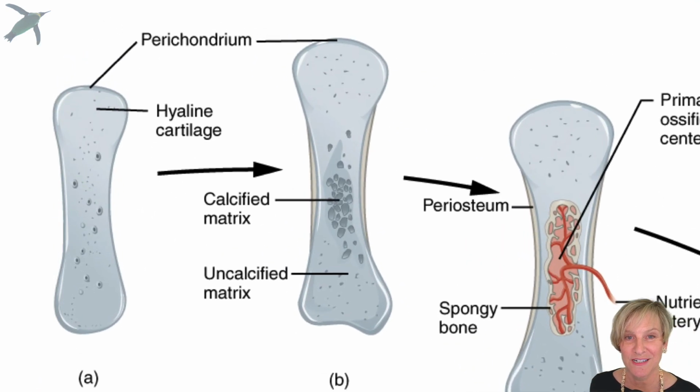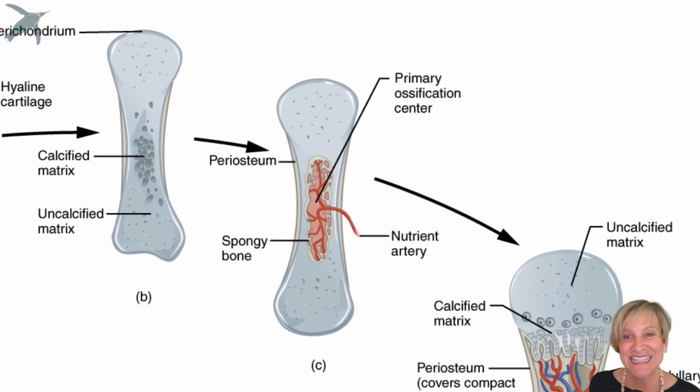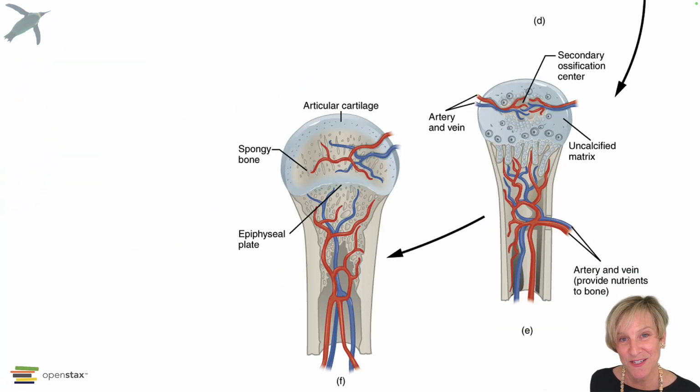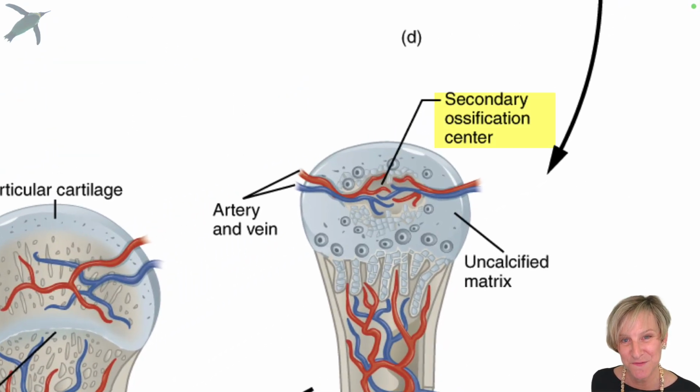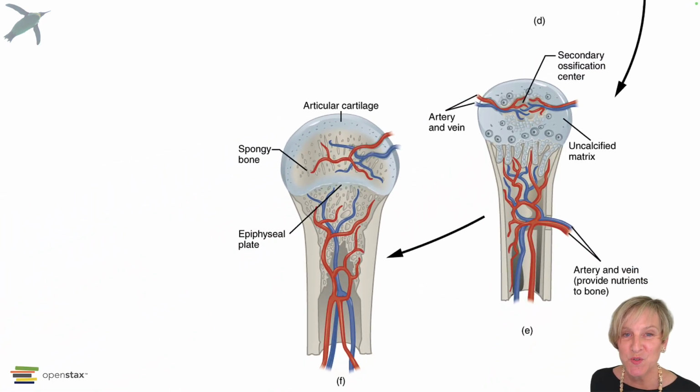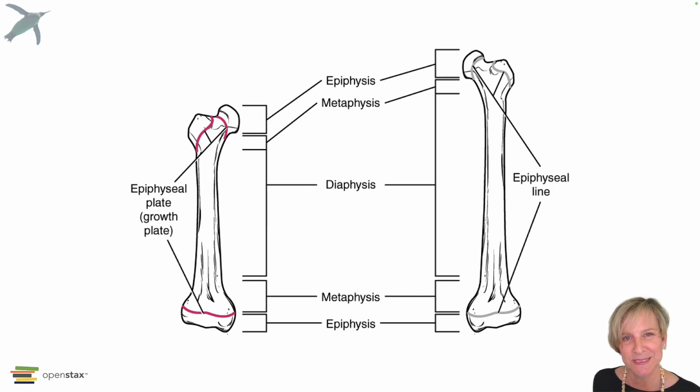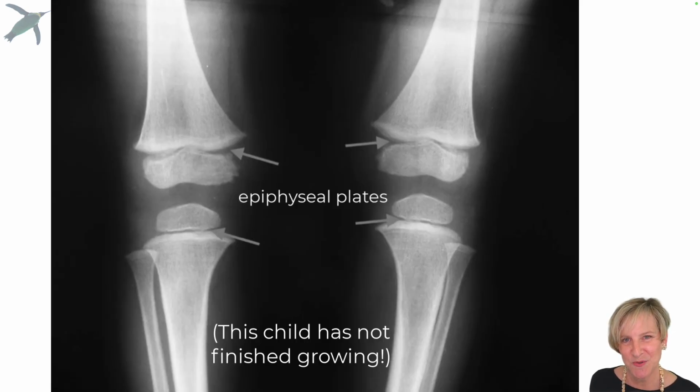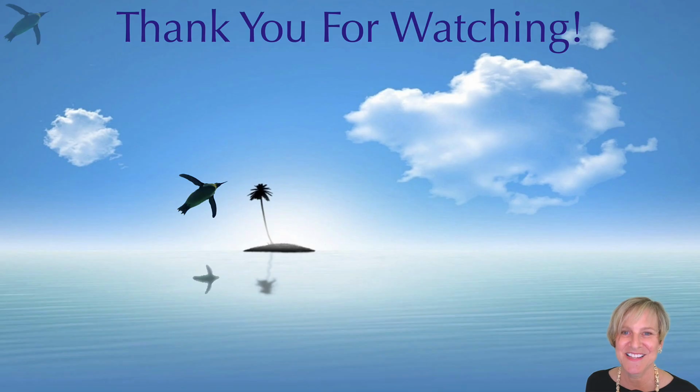So here we have the cartilaginous model, and you can see the primary ossification center is in the diaphysis. That's where the ossification starts. Secondary ossification centers occur in the epiphyses, in the ends of the bone. And between the primary and secondary ossification centers, you see the epiphyseal plate. When that epiphyseal plate is completely ossified, when it's all bone and no cartilage, the bone has completed growing. So that's how you can look at an X-ray of a child and determine whether or not the bone has reached its maximum length.